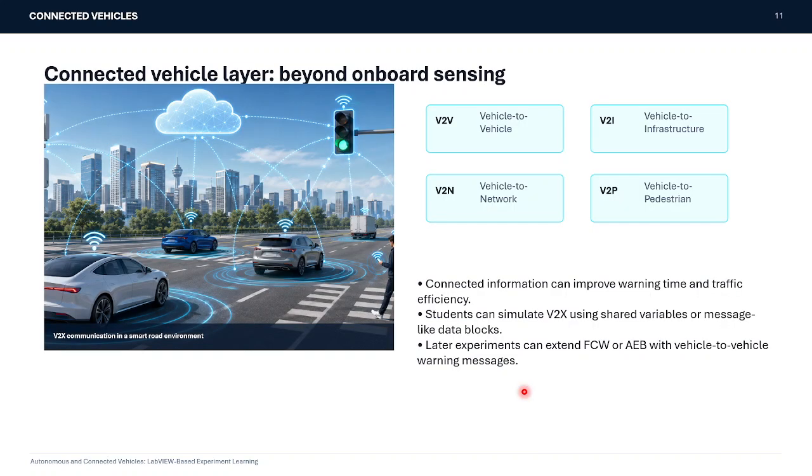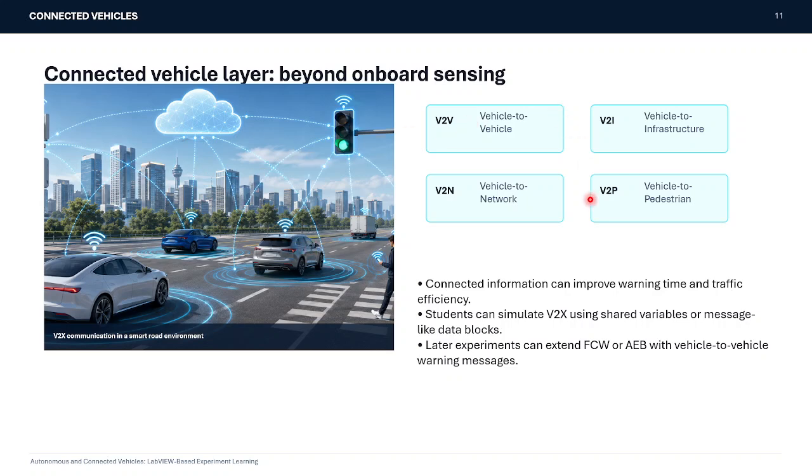Now let us look at how connected vehicles work. You see a number of vehicles, each with vehicle-to-vehicle connection. Similarly, the data is sent to the cloud. It is not only vehicle-to-vehicle communication; you have to send the data to the cloud, and from the cloud you communicate to the other vehicle.